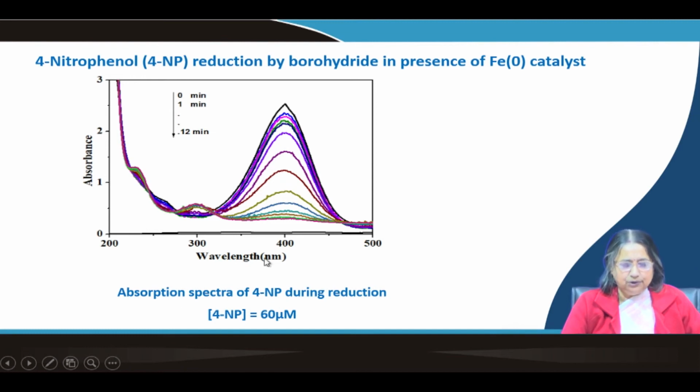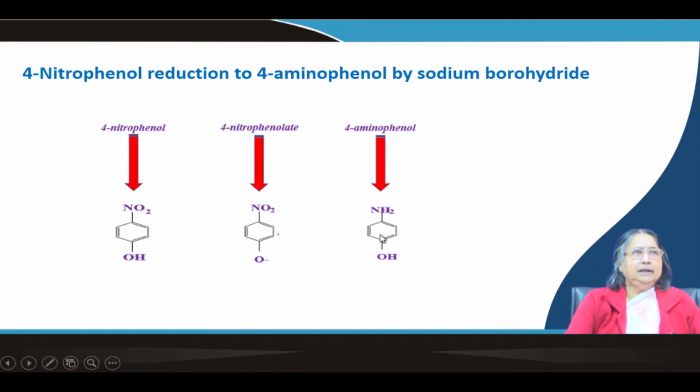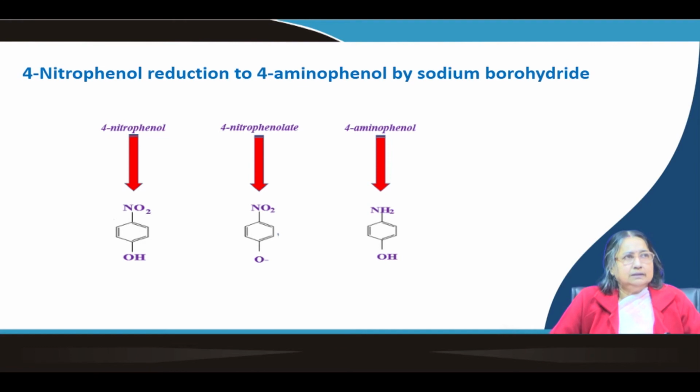So, for nitrophenol, what we are doing is reducing the nitrophenol to aminophenol. This is reduction, the nitro group is converted to an amino group. So, we are reducing nitrophenol to aminophenol. This can be done by hydrogen gas, zinc and HCl, which produces hydrogen gas, or we can do it with a strong reducing agent, borohydride.